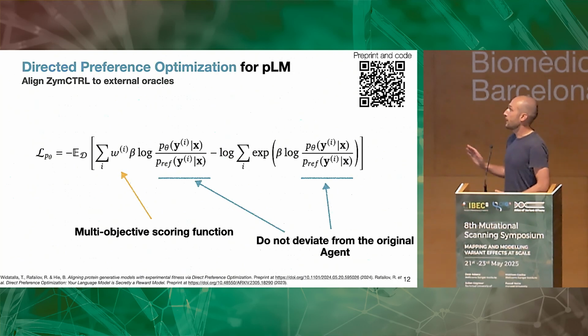To do this, we are applying direct preference optimization that was designed for large language models, with this specific variant that has been developed in the lab. And in this case, we are taking into consideration a multi-objective scoring function that associates a score to a specific sequence. Yet we don't want to forget all the knowledge, all the underlying grammar that was learned before in the costly pre-training.